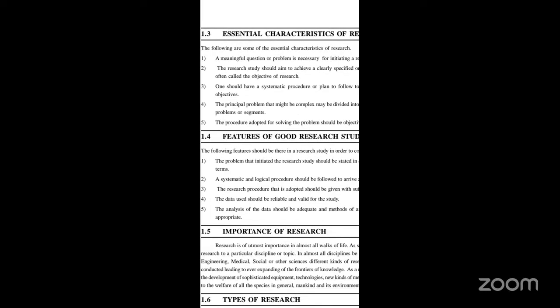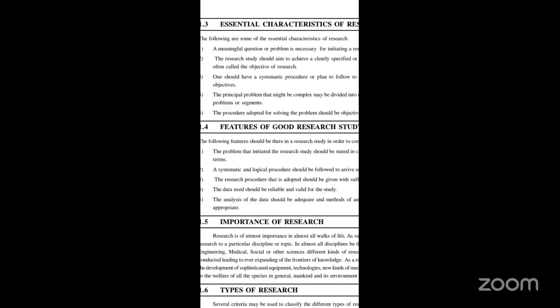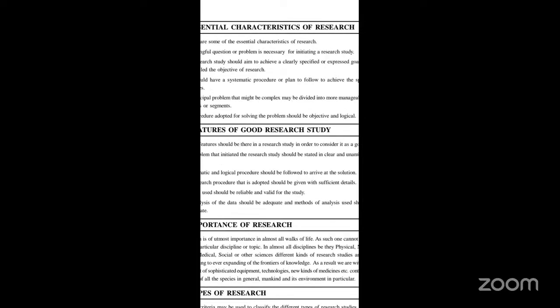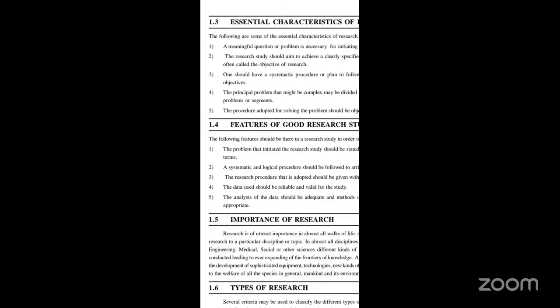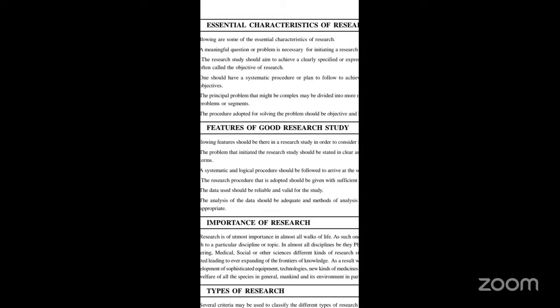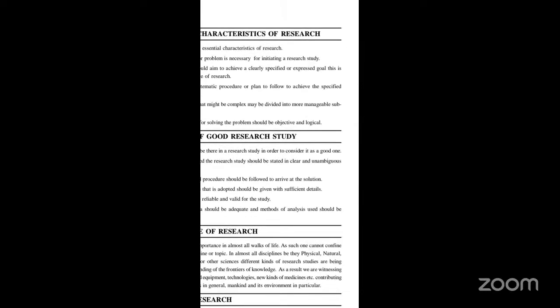The main characteristics of research: the research study should aim to achieve a clearly specified goal, often called the objective of research. One should have a systematic procedure or plan to follow to achieve the specified objectives. The principal problem, which might be complex, may be divided into more manageable subproblems or segments. The procedure adopted for solving the problem should be objective and logical.